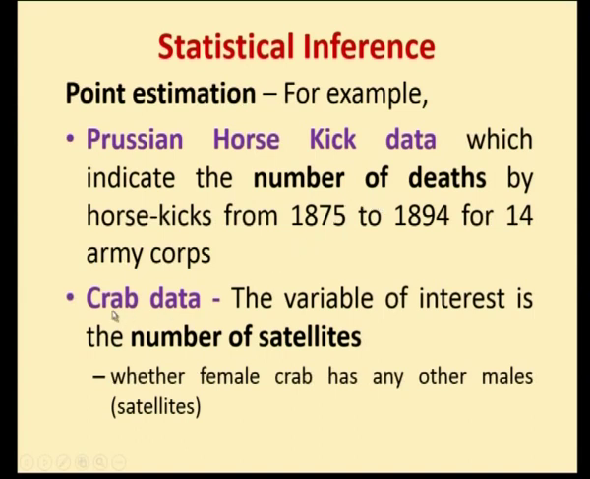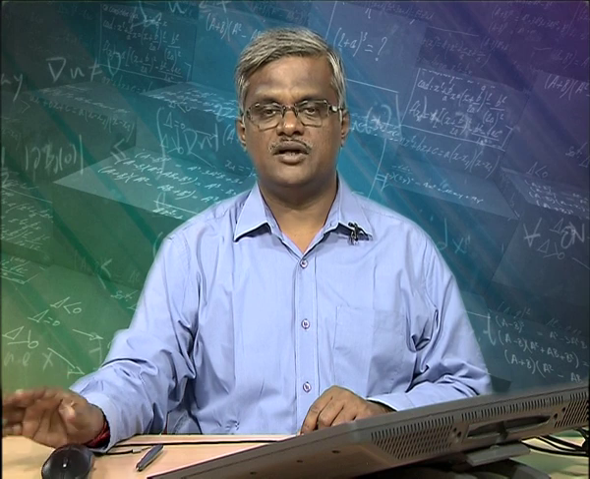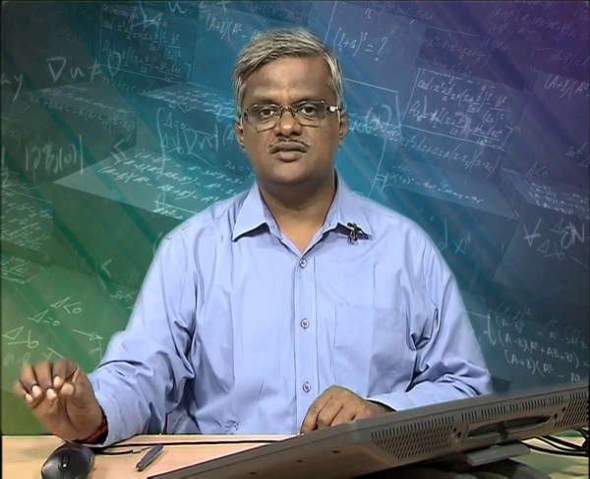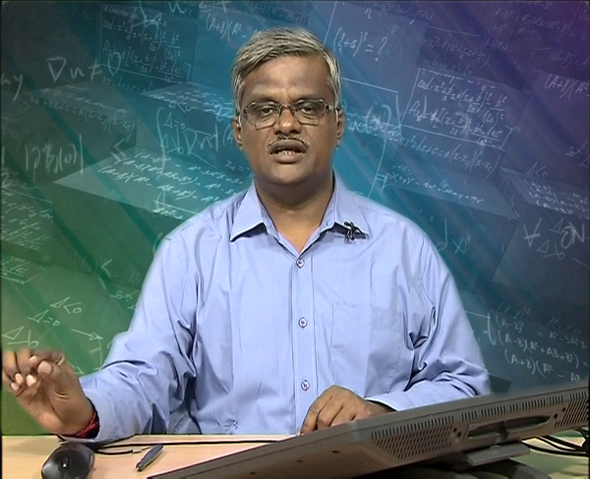In a similar way, another data set which I try to mention here is the crab data, where the variable of interest is the number of satellites. Satellite here actually means a male crab. So, the problem of interest in this biological situation is how many male crabs are available around a particular female crab. It could be sometimes 0 or sometimes 1, 2, 3 etcetera.